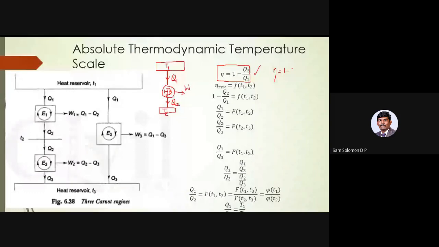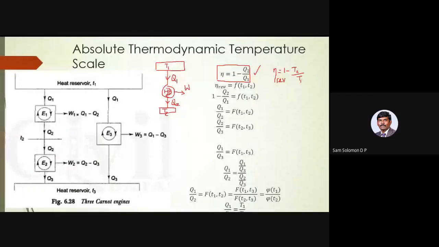It is dependent only on the source and sink temperature. So a reversible engine is nothing but a Carnot engine. Why do we say a Carnot engine is a reversible engine? All the 4 processes in the Carnot cycle are reversible processes.